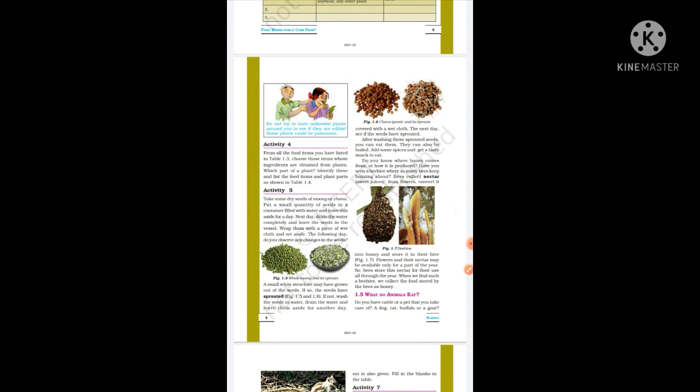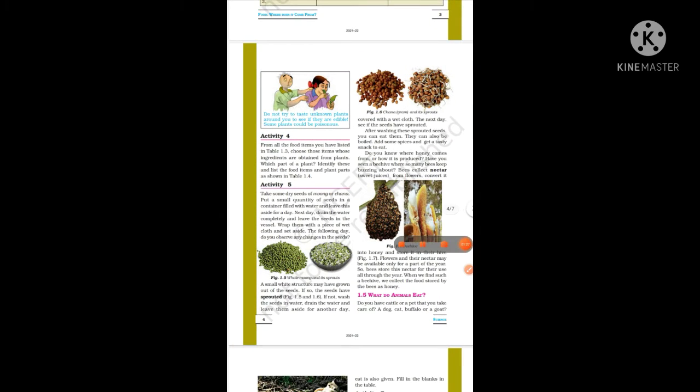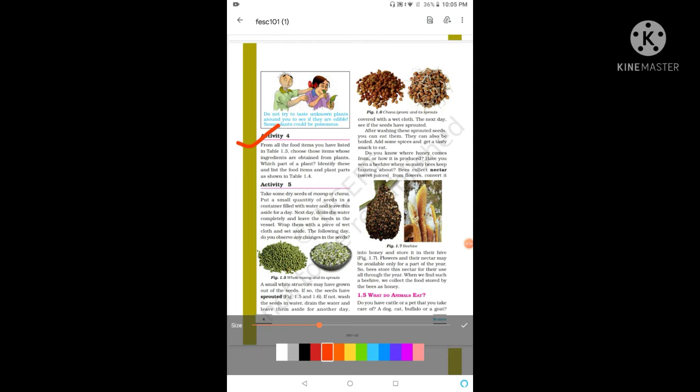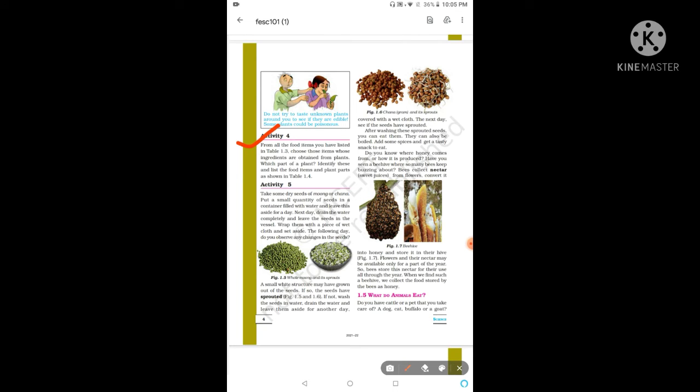Okay, so activity 4. So we are doing activity 4, right? This one. Okay, from all the food items you have listed in table 1.3, choose those items whose ingredients are obtained from plants. Which part of a plant? Identify these lists and the food item and plant parts as shown in table 1.4.